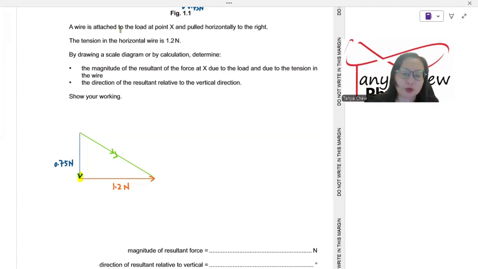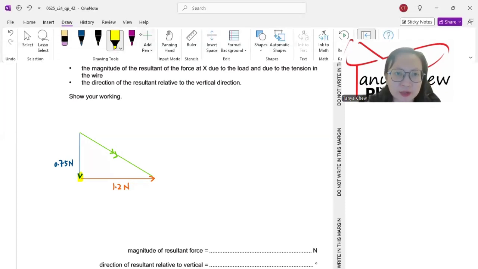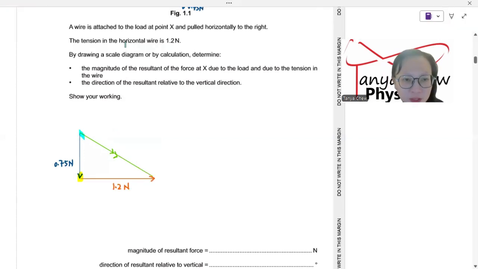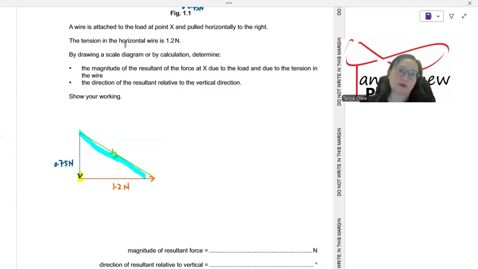Join with the second vector, which is 1.2 Newton, and the resultant, you have to start from the first vector that you drew, which is from the tail of the first vector, all the way down to meet the tip of the second vector. That is how you are supposed to draw. So this green color line here, I use different color to represent it. So this green color line here represents my resultant vector or resultant force.